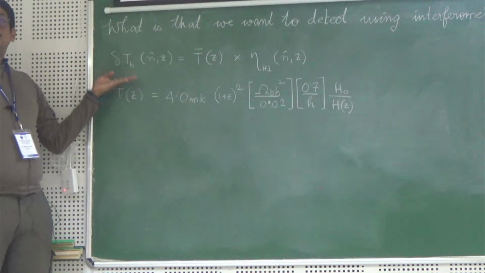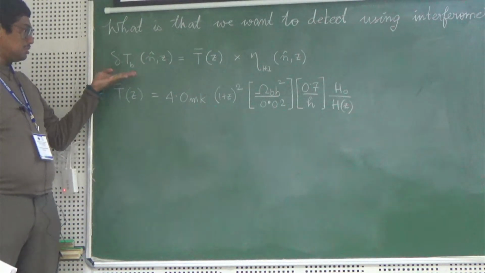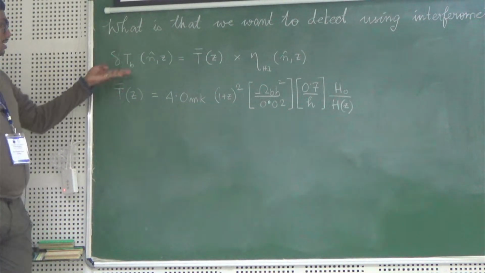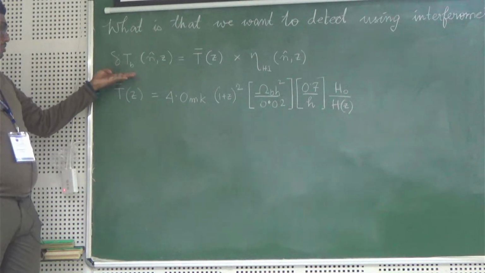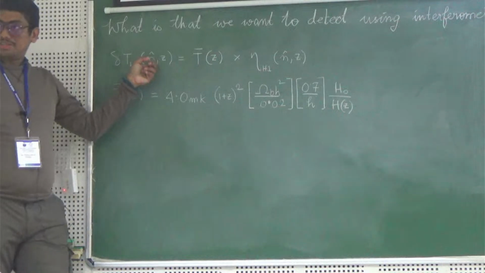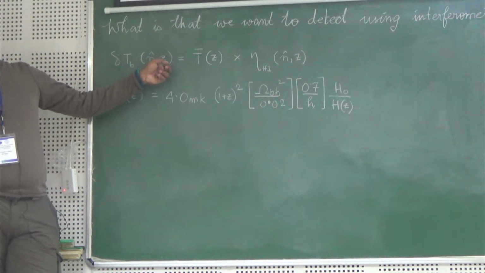We'll see that, and I think Girish will talk about the cosmological information in that. But anyway, this is delta TB, the fluctuation over the mean which we are talking about. It will change in different directions, so that's why we call it a fluctuation. Obviously, it will change with different z.